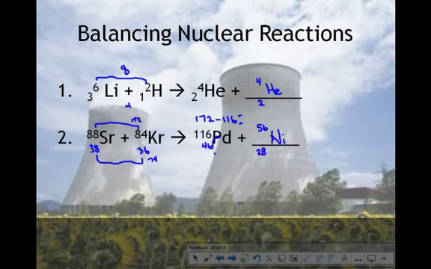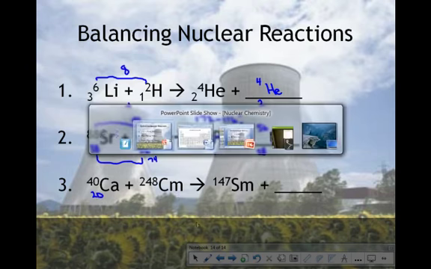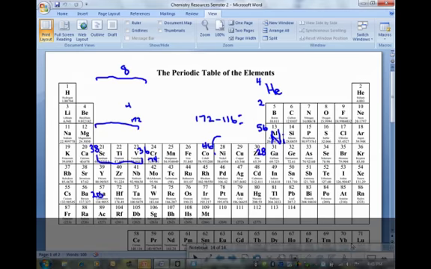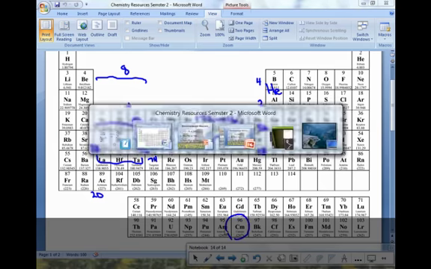All right, well, let's go back and do another one. Now that we're getting good at this, let's keep going. Number 3. Calcium has an atomic number of 20. That one I know. Curium, I don't know. It's in the actinide series. Let's see, it's farther down. Curium, here it is, number 96. So we'll come back here.